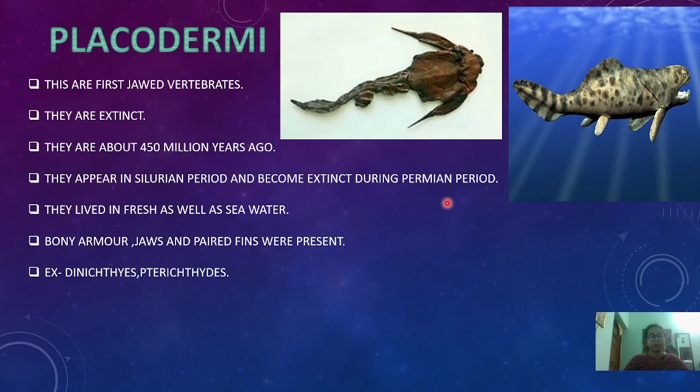Let's start. As I have told you, the Placodermi are extinct species and they were the first jawed vertebrates, as they belong to the Gnathostomata category. So they are the first jawed vertebrates, and they are not found now. They were present about 450 million years ago, and they mainly appeared during the Silurian time period, and by the time they reached the Permian time period they became extinct.